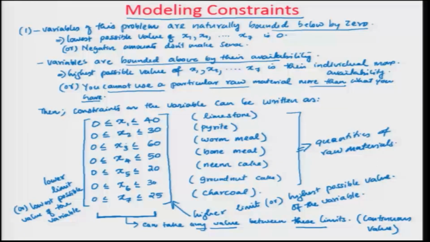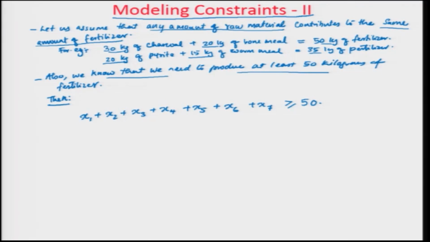If that is true, and we have an assumption that any quantity of the raw materials that we take, we sum them up together, the same amount of fertilizer we will also get. If that's the case, if we sum all these 7 raw material quantities put together, we should be able to get 50 or more kilograms of biofertilizer, okay.